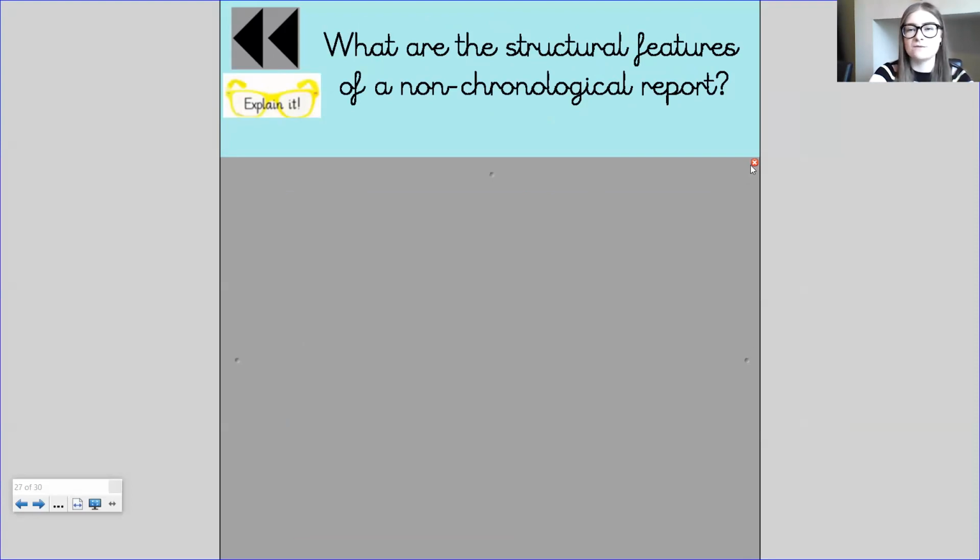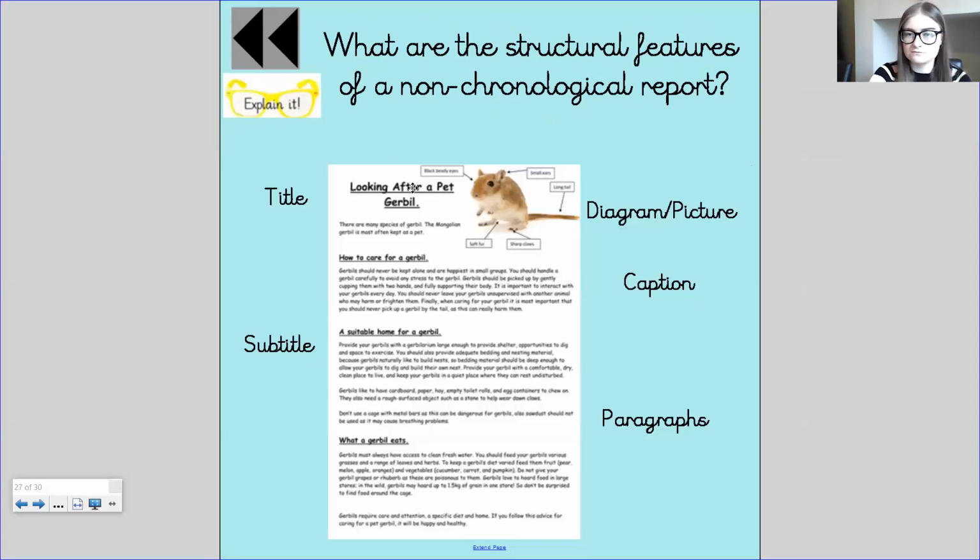Okay. We have a title, often a picture with a caption underneath it that explains the picture, or sometimes labels for a diagram so that we know what the picture is. The picture helps us understand the report, but we need to know exactly what the picture is as well. Subtitles, which can be questions or statements, and a paragraph, usually 1 or 2 paragraphs per subtitle.